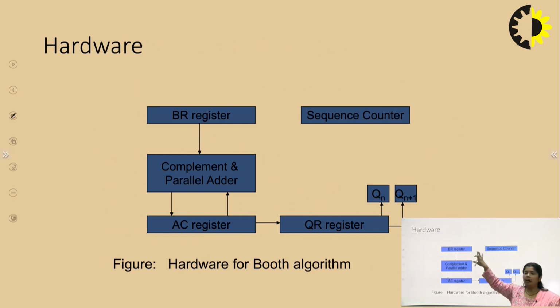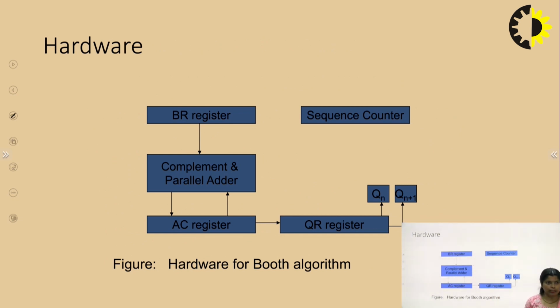Now, these are the hardware implementation components of the Booth algorithm. The first one is the AC register, that is the accumulator register. In this register and the QR register, the result will be stored in AC and QR. There is one more register, that is the BR register. Suppose I want to multiply A into B. Suppose A into B means what? The first value A is the multiplicand and B is the multiplier.